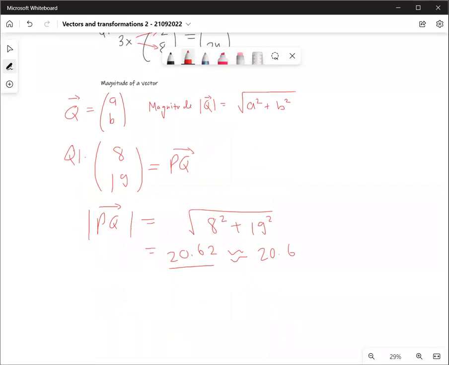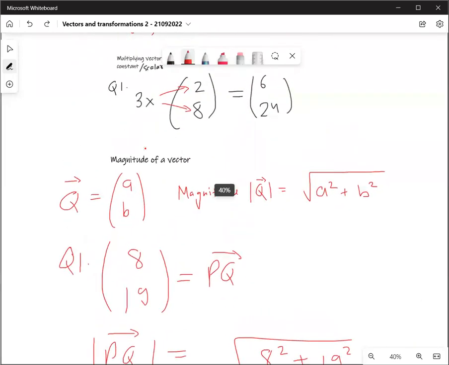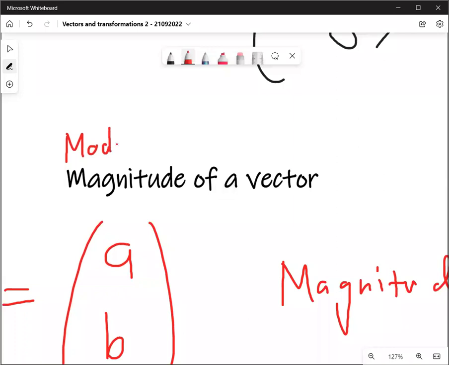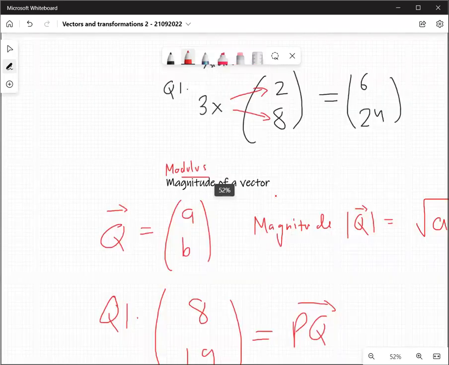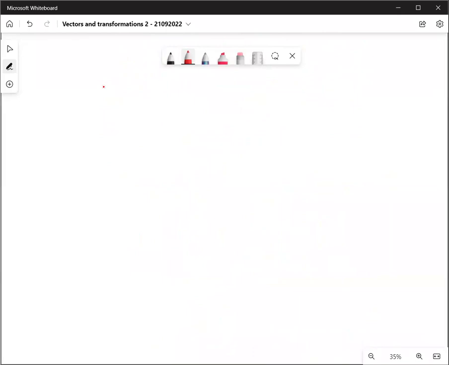Now we're going to do something new today. This is also called the modulus of a vector. Same thing. Modulus of a vector is the same thing as magnitude of a vector. Okay. Now we're looking at parallel vectors.